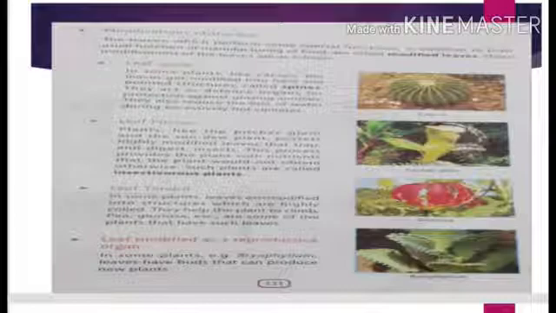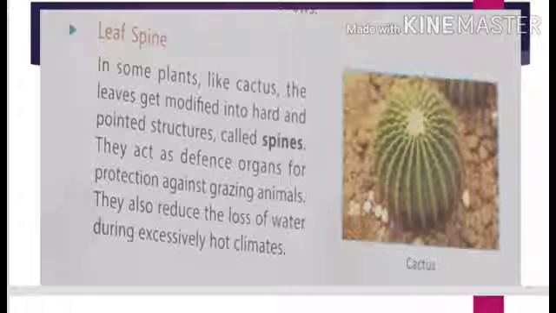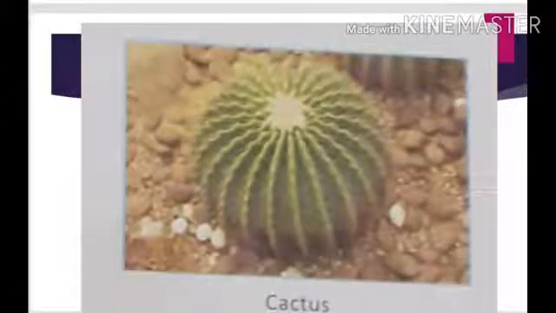First of all, leaf spine. In some plants like cactus, the leaves get modified into hard and pointed structures that are called spines. And there are two functions of these spines. I have already told you a story about that. Why does God provide spines to the cactus plant instead of normal leaves? The answer is these spines help the plant protect itself from grazing animals.